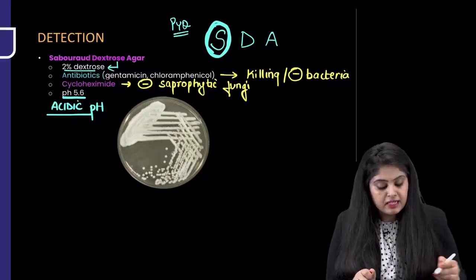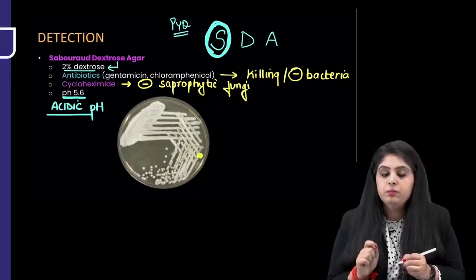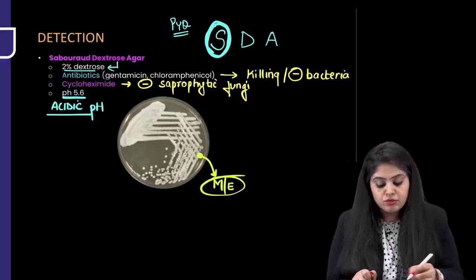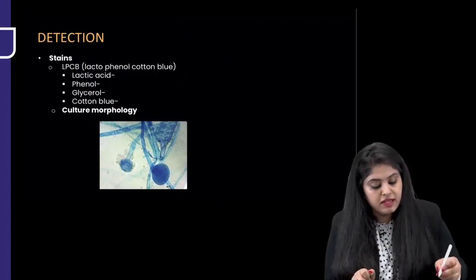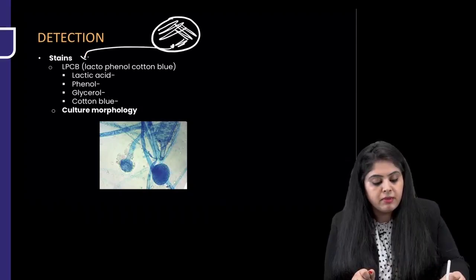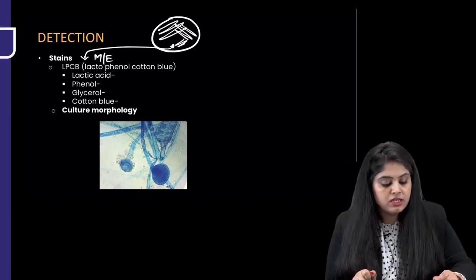Okay, having said that, now the next technique that I'm going to do is I'm going to take a little bit of this culture with a loop, and I say I want to look at it under the microscope. That is the next thing that I desire to do. Repeating once again, I am going to take a little bit of that sample from here, and I'm going to look at it under the microscope. Whenever I look at anything under the microscope, I need a stain, and that is a blue color stain called lactophenol cotton blue.